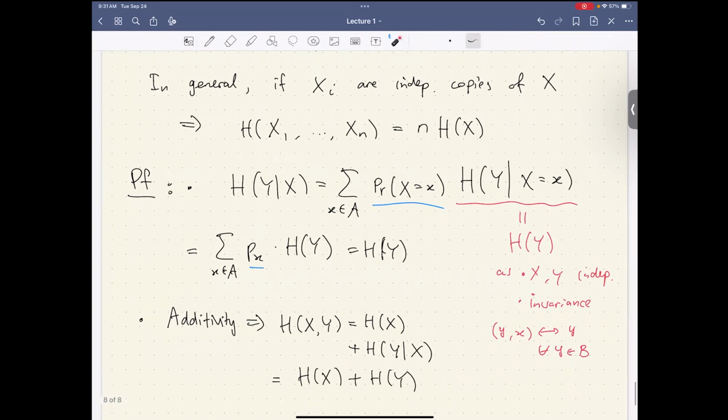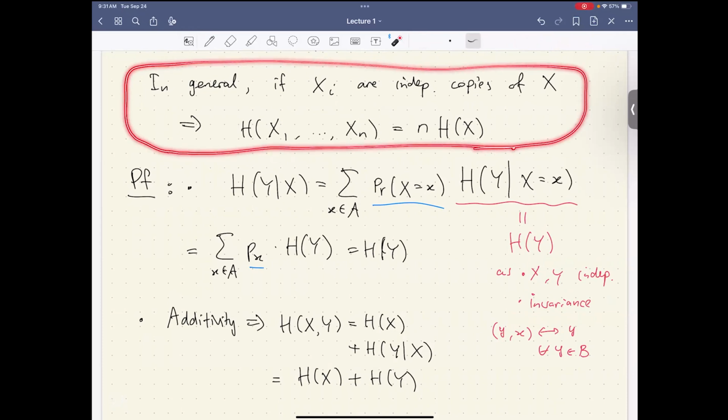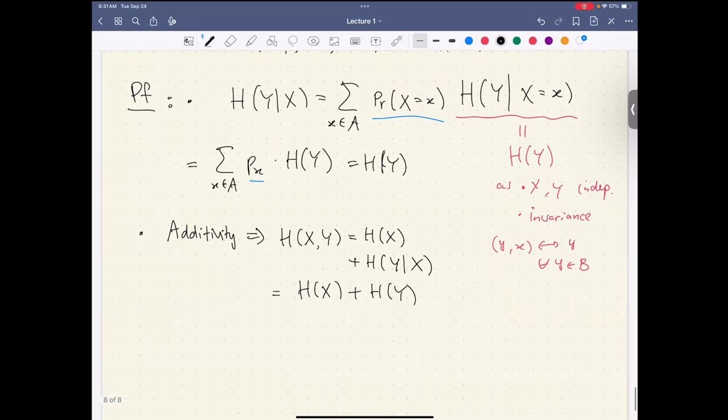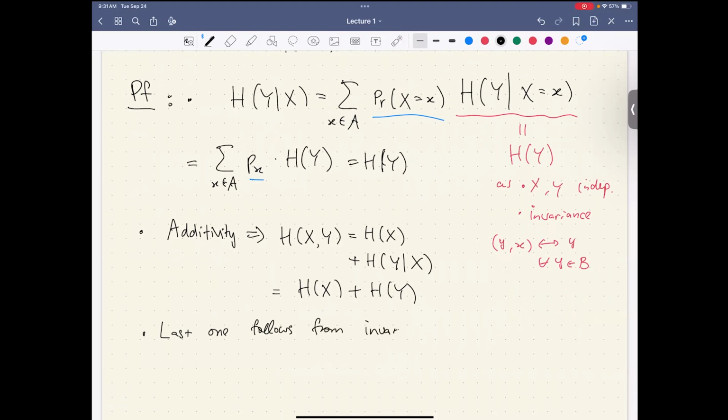This one, I will not write the proof. It's very simple also. Since they are independent, this equals the sum of each one of them. And each one of them, by invariance, has the same distribution, so they have the same entropy as X. The last one follows from invariance, basically.